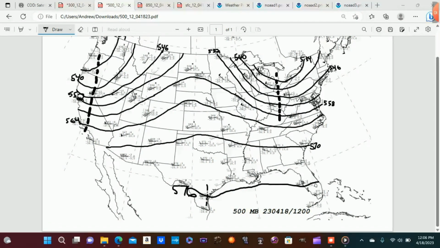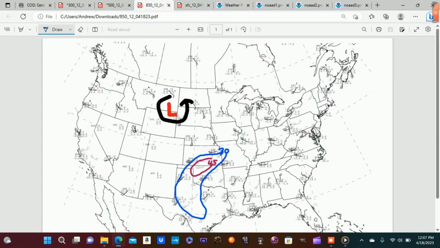Okay, next we're going to move to 850 millibars, and we are getting into the lower parts of the atmosphere. What we're looking for here is our low-level jet, which is responsible for bringing warm and moist air northward. And we have a low-level jet analyzed from southern Kansas down into Texas. And this is a 30 to 45 knot low-level jet. If you're unfamiliar with the knots measurement, that is measuring the wind velocity. And I'll show you the conversion between knots and miles per hour.